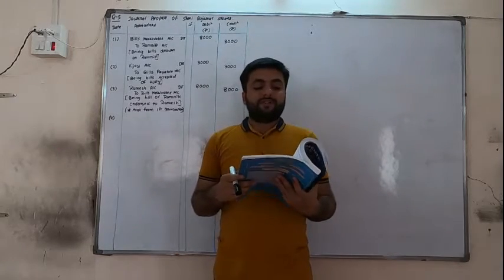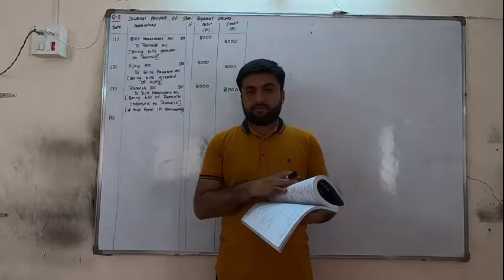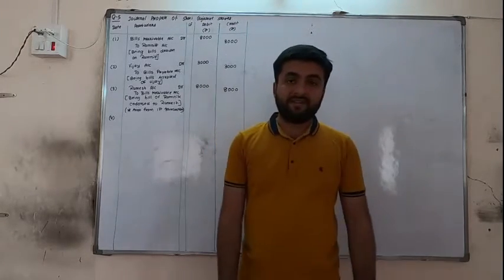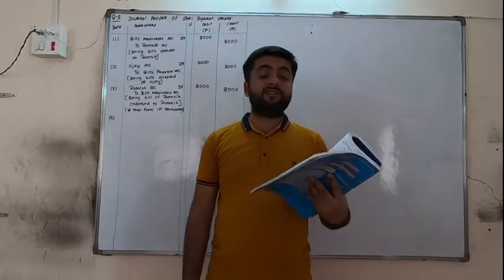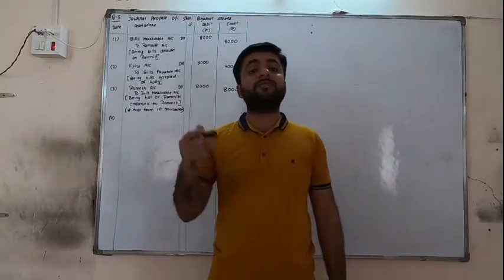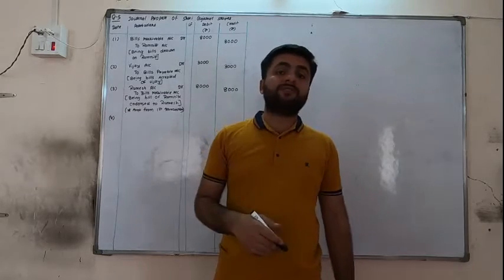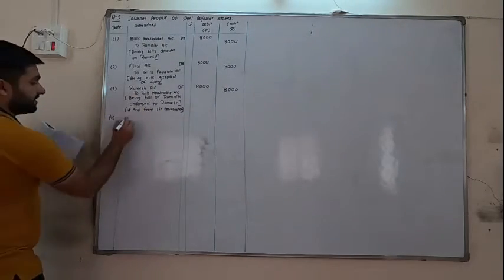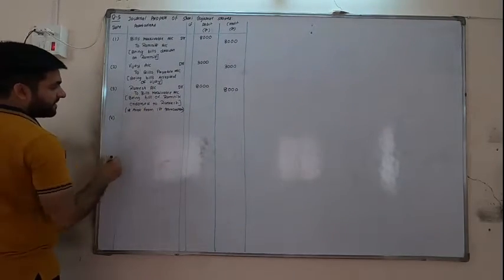Number 4. Goods of 3,000 returned by Paresh to us. Now first you have to decide whether this is purchase return or sales return. Goods of 3,000 returned by Paresh to us. So we are receiving back the goods which we have sold. So goods are received back as sales return. So sales return will be debited. Paresh was the giver. So Paresh is to be credited. Understand, he is giving back to us.